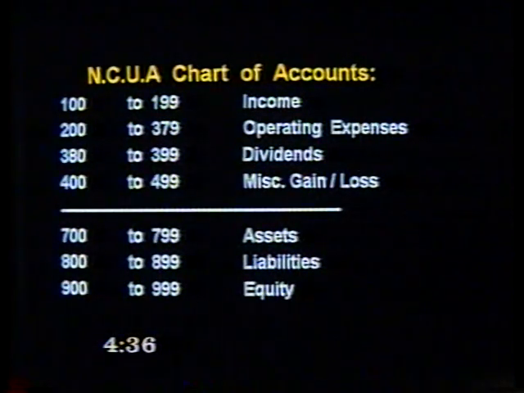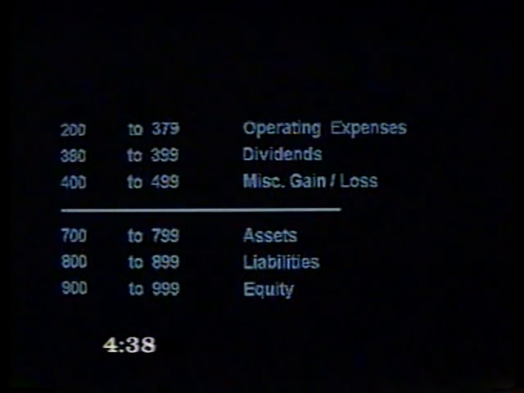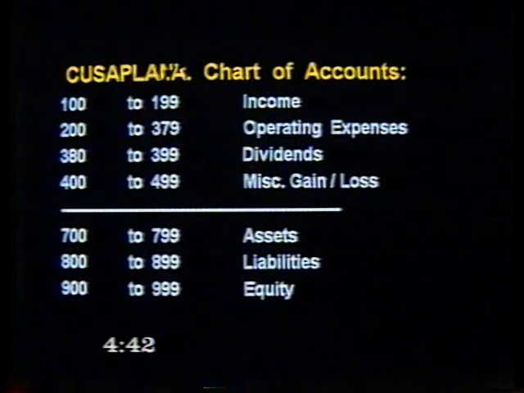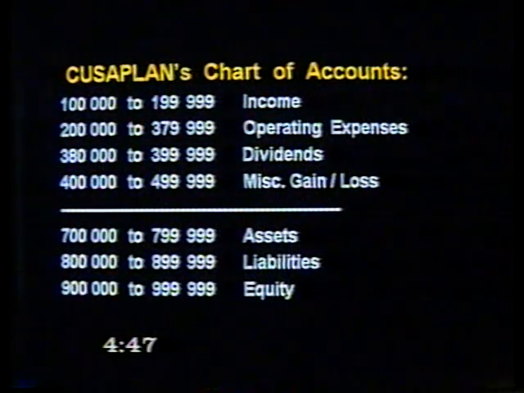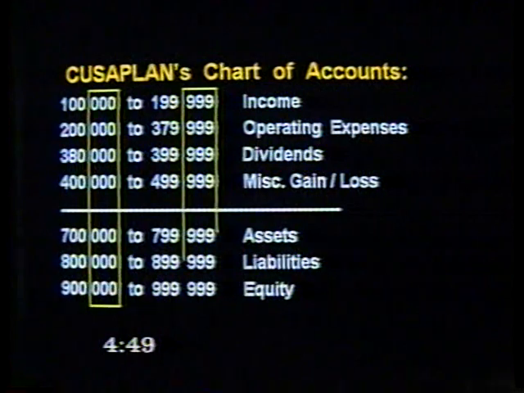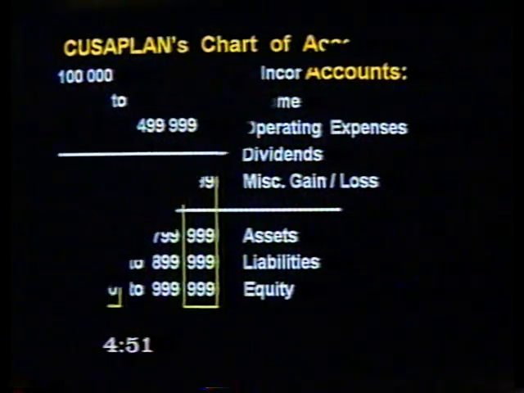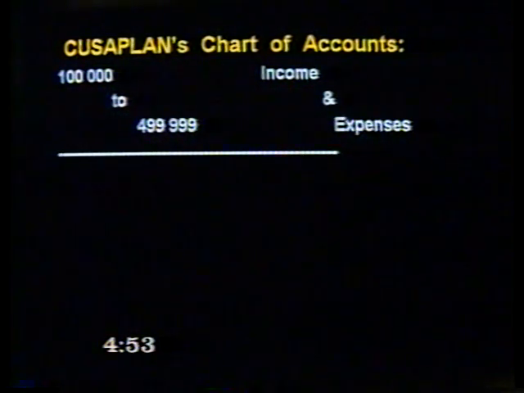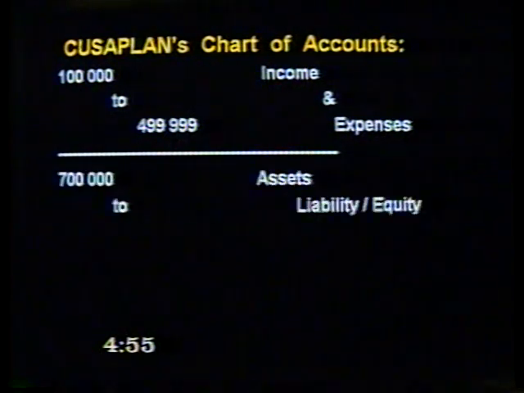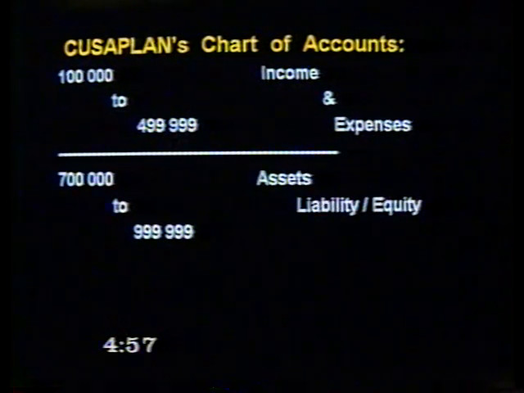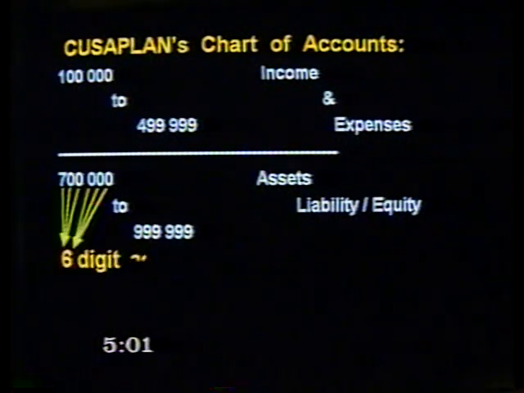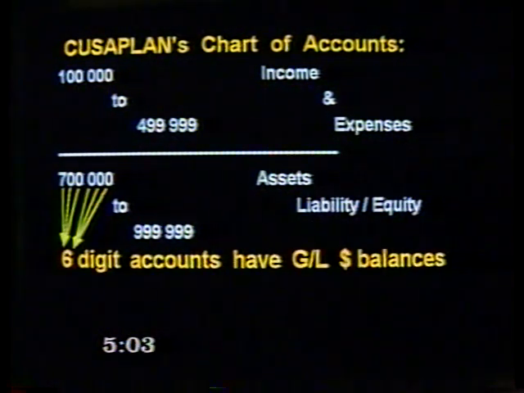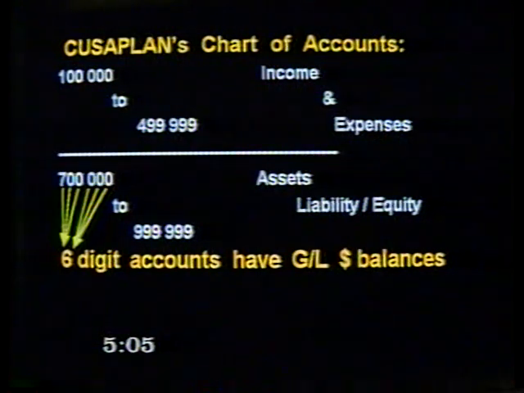In CUSA-Plan, we can provide for up to 1,000 accounts. So we take a typical GL and fill with up to 3 zeros, creating 6-digit numbers to accommodate a very well-organized set of accounts. You can see that income and expense type accounts are between 100,000 and 499,999. Balance sheet data is stored from 700,000 to 999,999. These 6-digit accounts store dollar balances that are typically downloaded from our main system GL.